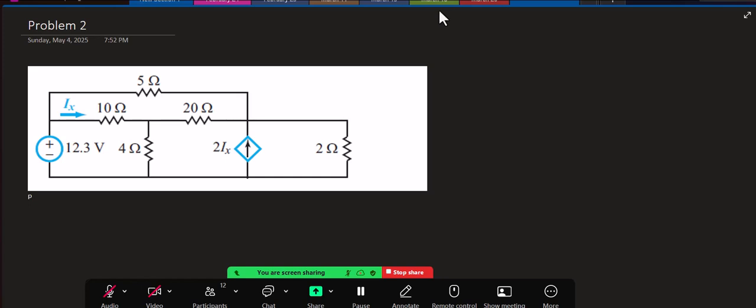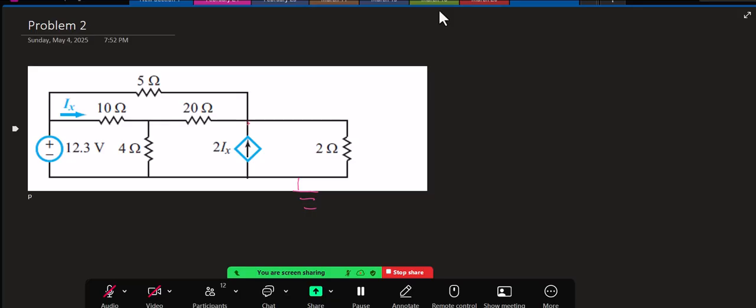Just make the bottom node ground. That's usually what I do, and it works well here. And then remember, a node is everything that's connected together by a conductor without an element in between.